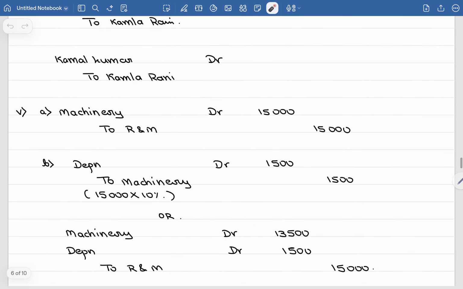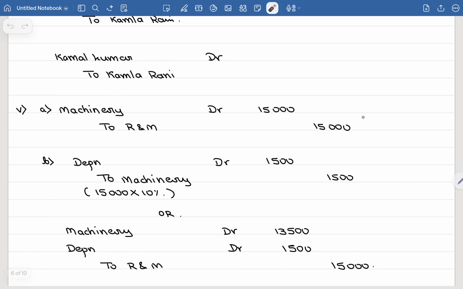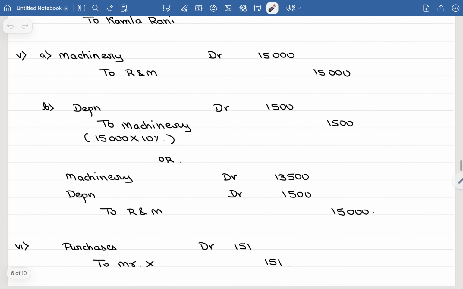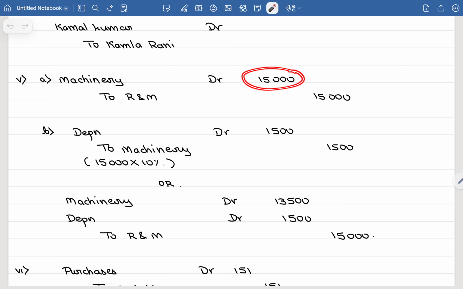What is the journal entry for this? Rectification entry, machinery account debited to repairs and maintenance 15,000. Now the second entry, depreciation account debited to machinery account. On this 15,000 we have to charge depreciation at the rate of 10%, so 1,500 and 1,500. We can pass these two separate journal entries or we can pass a combined journal entry like this. So machinery account debit 13,500, that is net of machinery debit 15,000 and machinery credit 1,500. So 15,000 minus 1,500 will be 13,500. Then depreciation 1,500, repairs and maintenance credit will be 15,000.